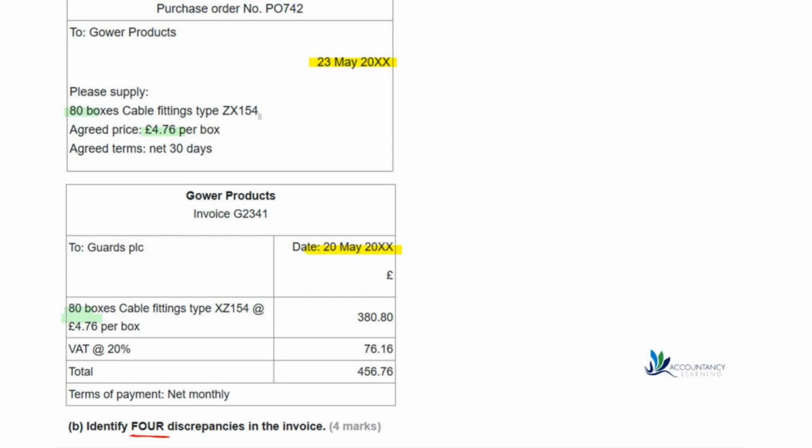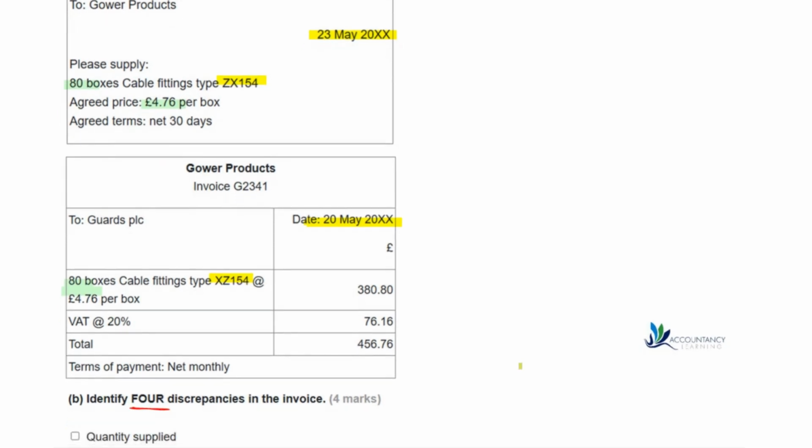The type ZX154 is different, XZ154, and then we've got the net 30 days as payment terms or net monthly, which are different as well. So straight away we've got 3 differences just by examining the purchase order and the invoice.